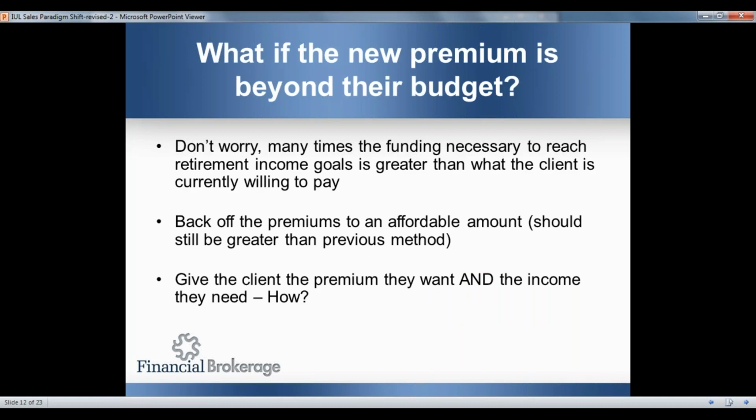Now, there could be a problem with this sort of scenario, right? If you ask a person, what can you afford? And they say $9,000 a year or $770 a month, and you're proposing $1,200 a month. Well, there may be a problem there for some folks. They might not have the cash flow to handle that, right?